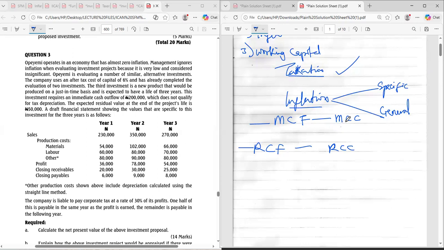So that 10% you were demanding from me before is known as what? Real cost of capital. There's no inflation in it. The one that inflation has entered into, that is now 15%, is now what? Money cost of capital. Does that make sense? One is cash flow, one is cost of capital. Cost of capital is in percentage, cash flow is in money.